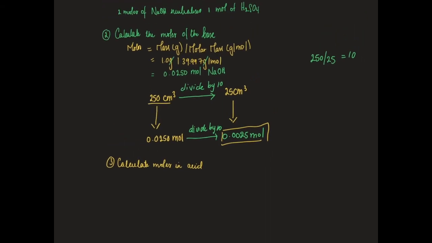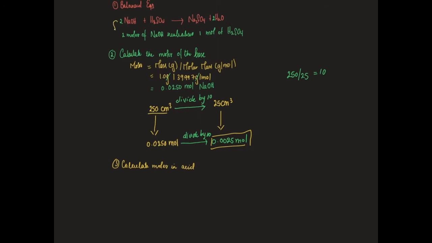And you know that we would do that by using the balance equation. So from above it says that 2 mole of sodium hydroxide is equal to 1 mole of sulfuric acid. That means that if we have 0.0025 mole of sodium hydroxide, then we will have 0.0025 divided by 2 moles of sulfuric acid.